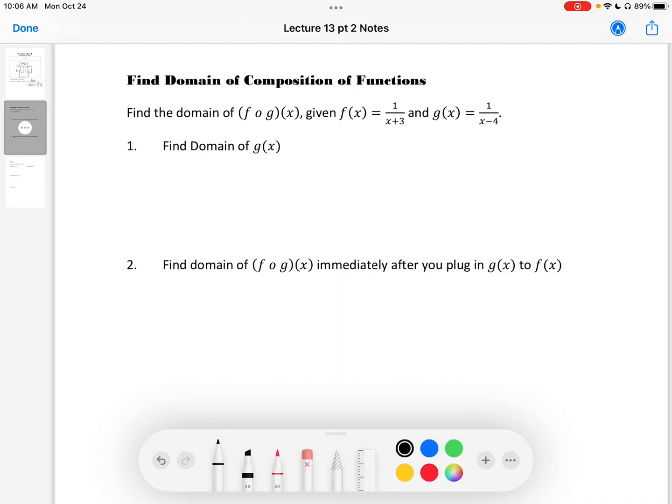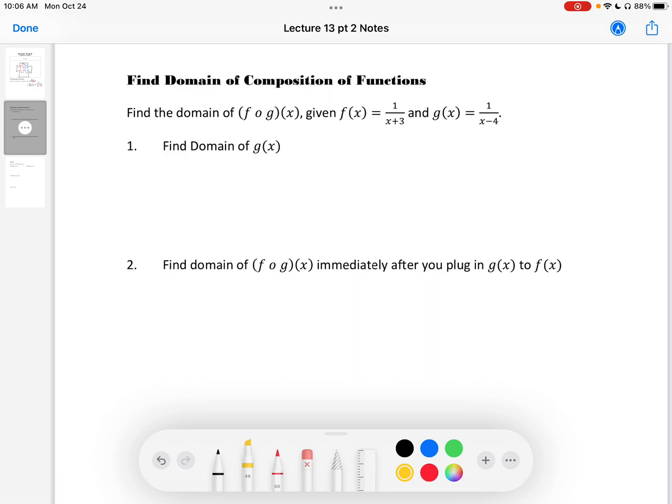Okay, so starting out, now we are going to be working on finding the domain of these composition functions. Same functions that we had on the last one. We've got f open circle g of x, where f of x is 1 over x plus 3, and g of x is 1 over x minus 4. Now, just like when we were doing the domain of the operation of functions, there are two things that we have to pay attention to.